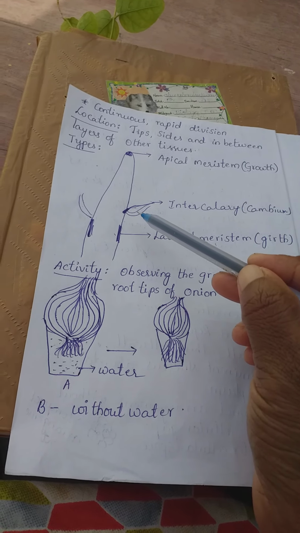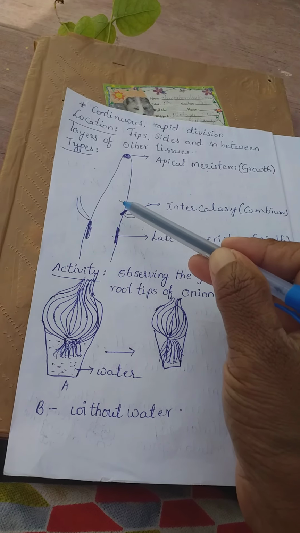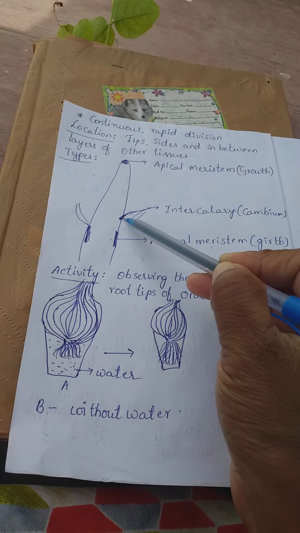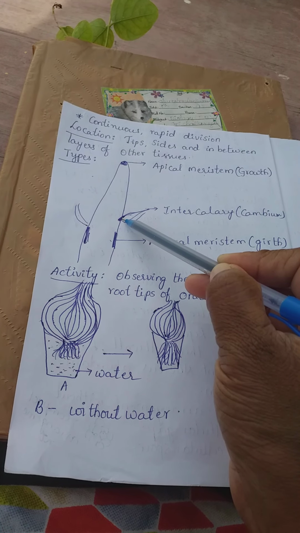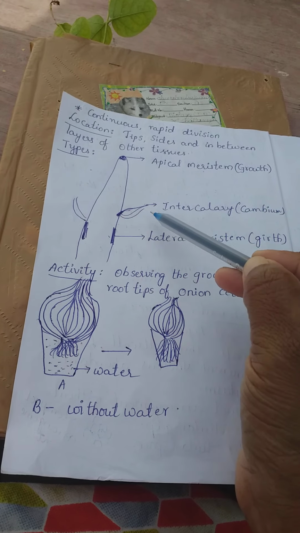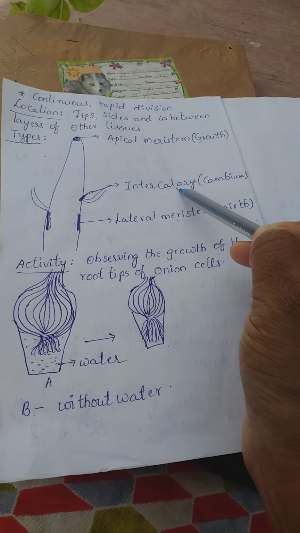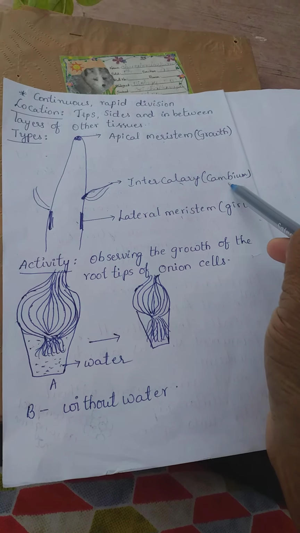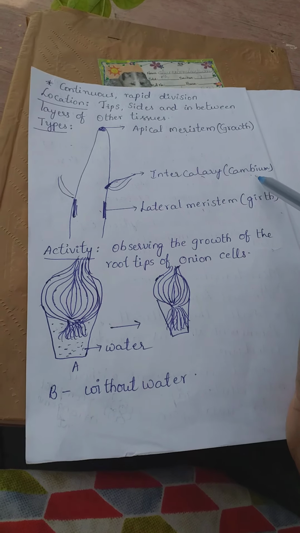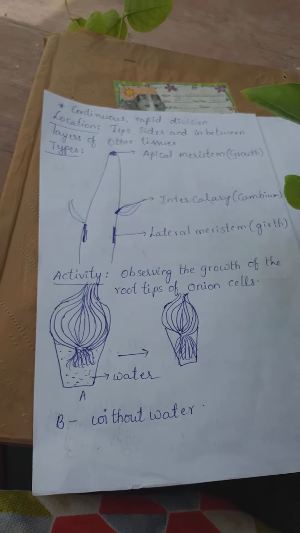And then the third type of meristematic tissue is located in between the two parts. Means it is a stem. It is a place where branches or other flowers will arise. So this portion is called intercalary. Intercalary is also known as cambium. CAMBIUM.